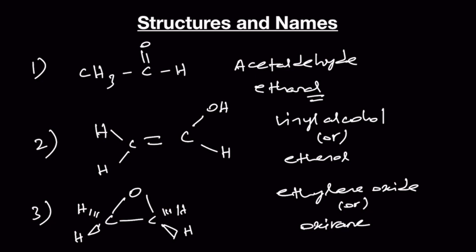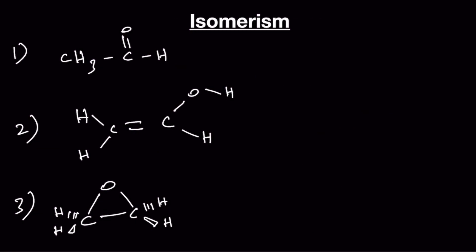These are the three isomers that we can write for C2H4O. Let us discuss the isomerism among these three isomers. Let us try to identify the different kinds of isomerism that are possible among these three molecules. How about 1 and 2? 1 and 2 are functional group isomers or tautomers.